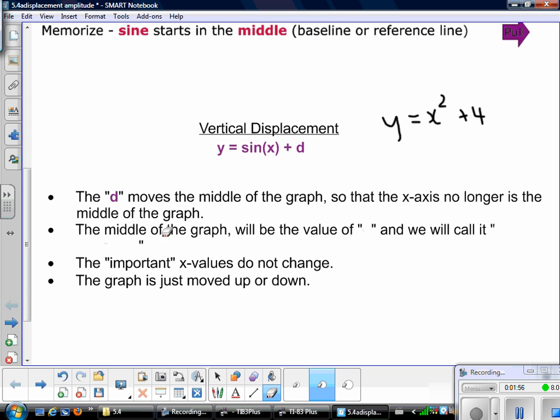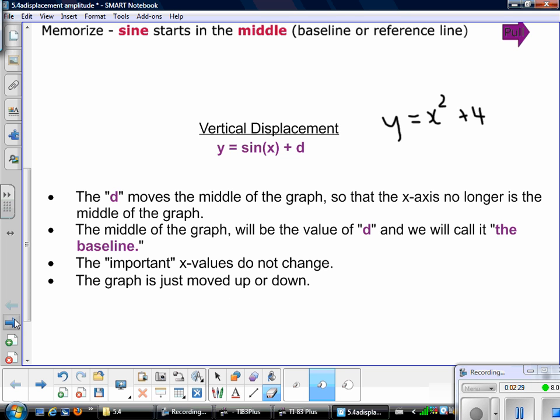The middle of the graph will be the value of D, and depending on who you're talking to, we call it the baseline or reference line. So the middle of the graph is what this number creates. The important x values do not change, so 0, 90, 180, 270, 360 does not change. All it means is the graph is just moved up or moved down.